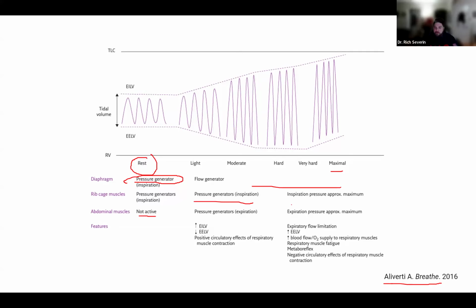So its role becomes more about moving that air in versus generating the pressures required to move the rib cage and abdomen respectively. And that pressure generation is going to primarily come from those, quote unquote, accessory muscles and the abdominal muscles. So again, they're all important. Their contributions change depending on the task or demands of the task imposed upon them.